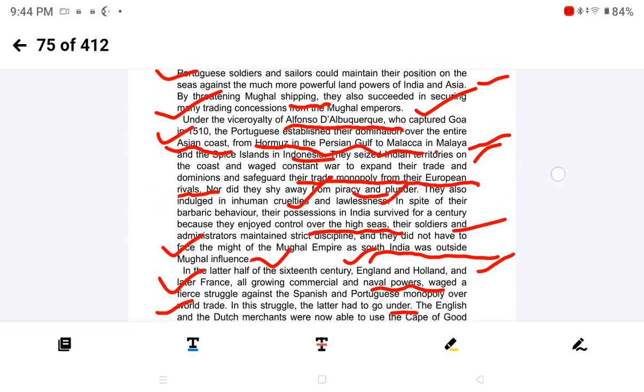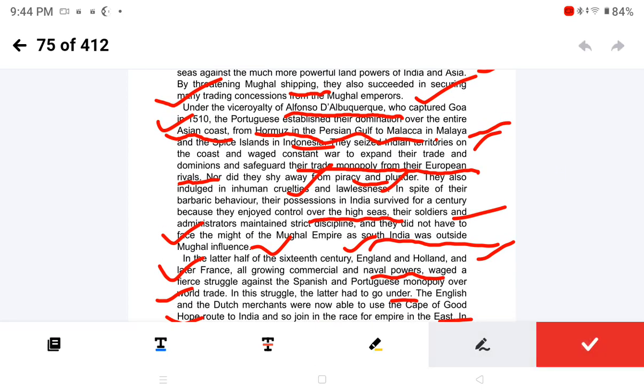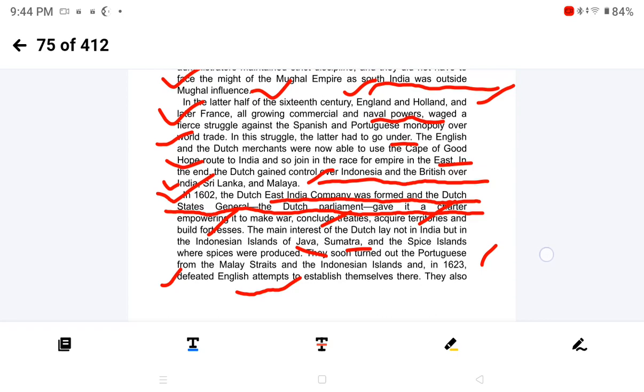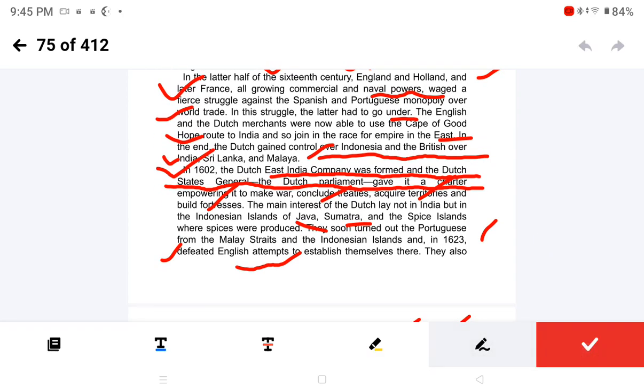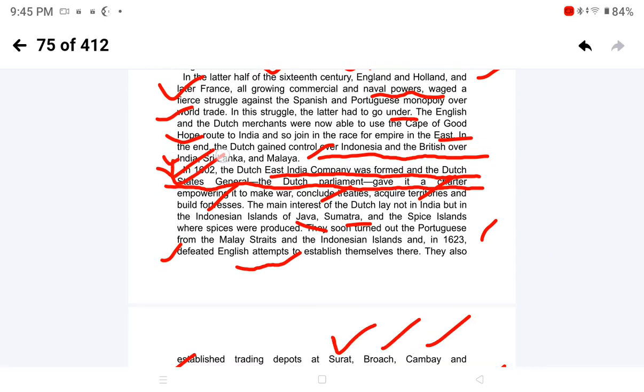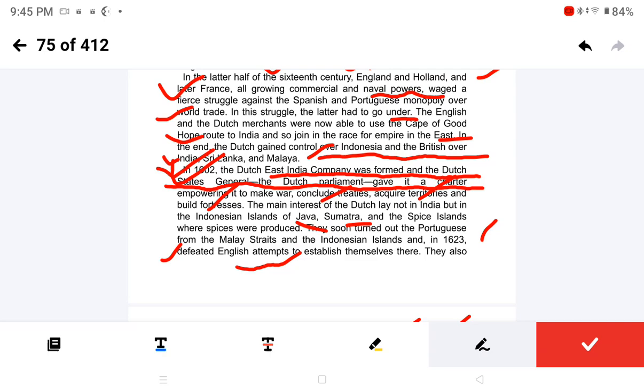Portuguese in 1510 established their dominance over the entire Asian coast. Then the Dutch came to India in 1602. In 1602, the Dutch East India Company was formed, and the Dutch States General, the Dutch Parliament, gave it a charter empowering it to make war.